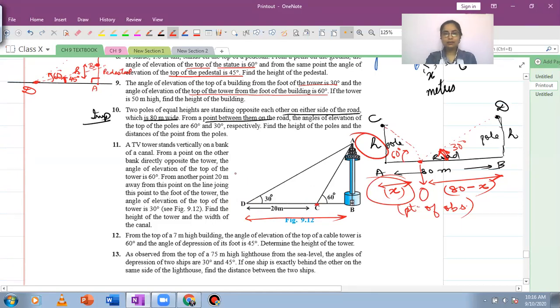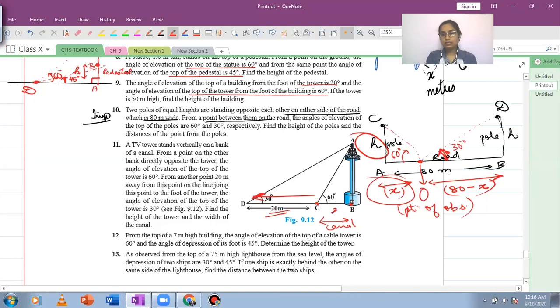And that means, just a minute, this is your canal. These are the two banks. Point B and point C actually represent the two banks. From another point 20 meters away from this point. So पहले C से देख रहे थे तो angle 60 degrees बना. They move away by 20 meters. 20 meters और दूर चले गए तो वहां से जब ऑब्जर्व किया तो एंगल बन गया 30 degrees. You have to find out the height of the tower and width of the canal.